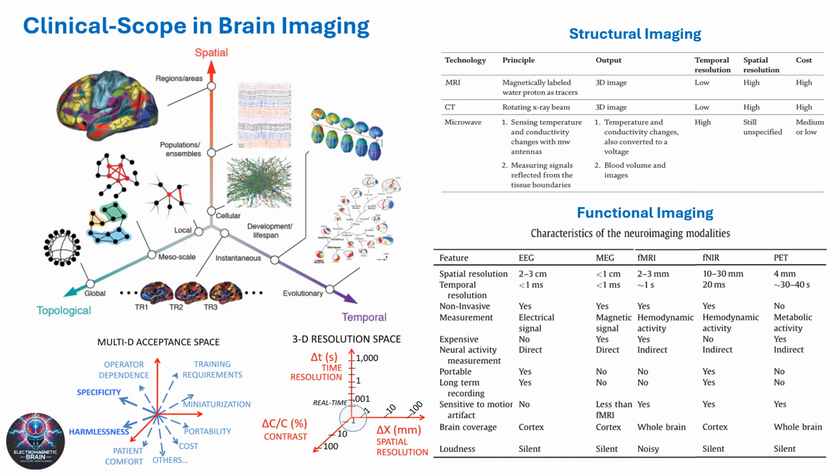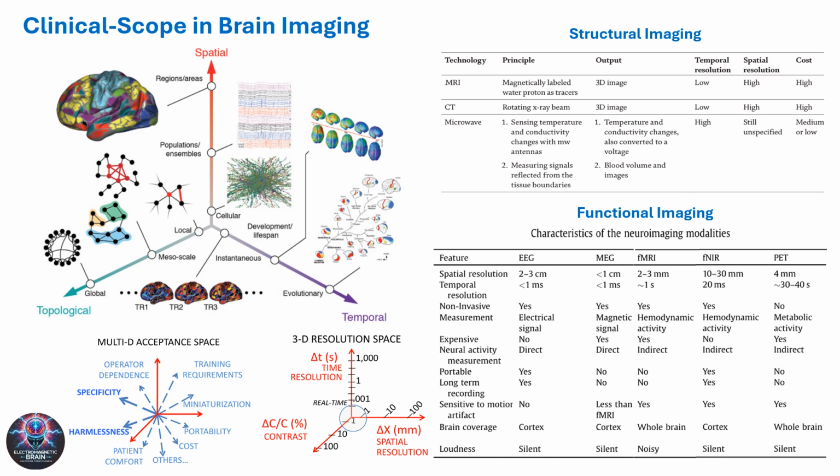Now, let's move on to functional imaging, which focuses on measuring brain activity in real time. Functional imaging is essential for understanding how different brain regions work and interact. It helps diagnose conditions like epilepsy, monitor cognitive functions, and guide brain surgeries. The primary modalities are EEG, MEG, fMRI, fNIRS, and PET.